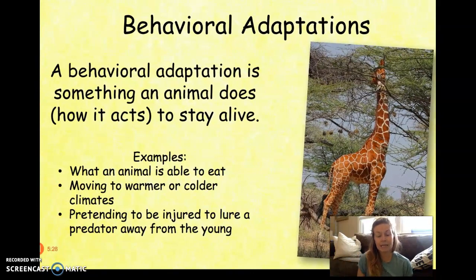Then we have our next type of adaptation, and this is called a behavioral adaptation. So we started with physical, now we're at behavioral. A behavioral adaptation is something an animal does, how it acts to stay alive. So before, we were talking about adaptations for animals that were already on their body, right? They were physical parts of their body. Behavioral is how an animal behaves, okay? So it's how they act to stay alive. So examples: when an animal is able to eat, moving to warmer or colder climates, and pretending to be injured to lure a predator away from the young.